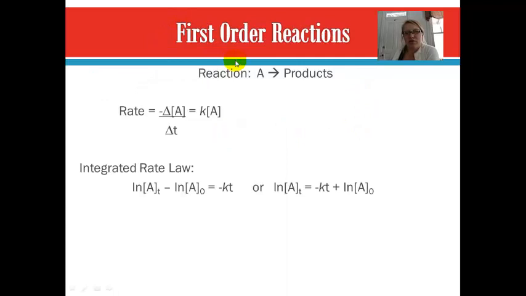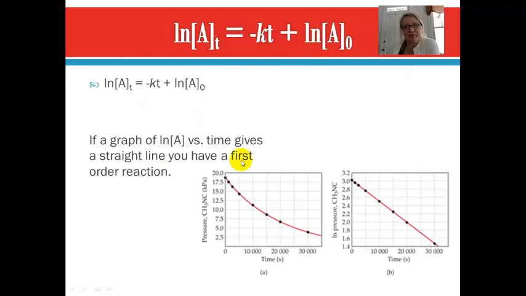So for a first order reaction, the integrated rate law looks like this. The natural log of A at any time minus the natural log at the initial time 0 equals negative kt. And we can recombine this equation so that we get the natural log of A at any time equals negative kt plus the natural log of A naught. So we've just rearranged that equation.